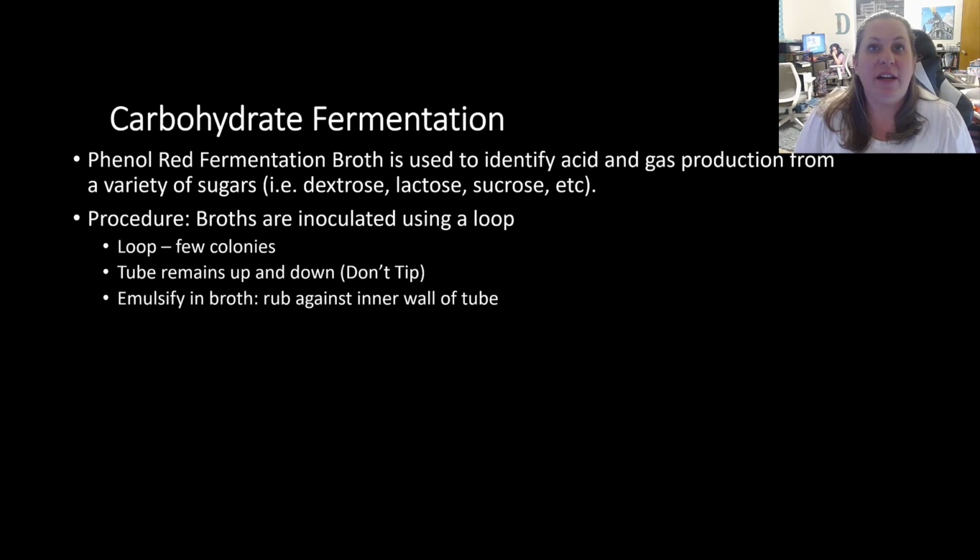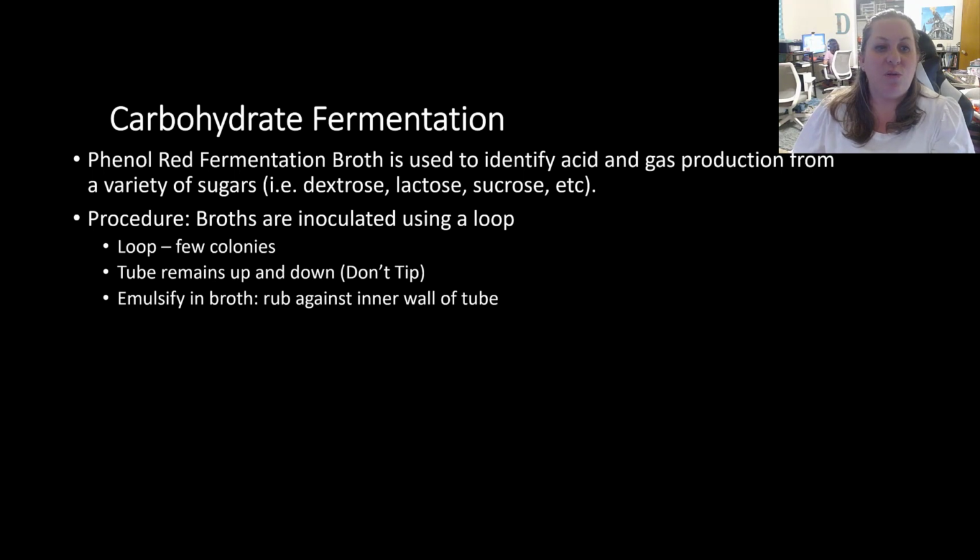So our procedure here is we're going to take the broths and we're going to inoculate them with a loop. So you have the broth, you're going to take your sterilized loop, pick up some of the bacteria, and you're going to place it into the broth. You only need a few colonies to do this, but the tube needs to remain upright because there is a Durham tube inside. That Durham tube cannot tip because if you add bubbles into it, it skews your test, okay? So you got to keep this upright while you inoculate it.